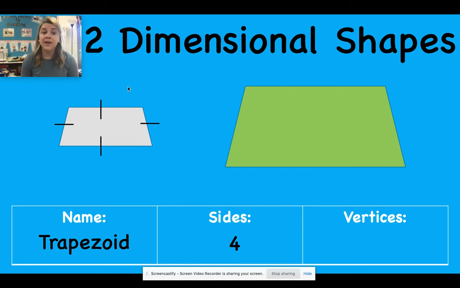Now, we said a trapezoid has 4 sides. I want you to count how many vertices a trapezoid has. Ready? 1, 2, 3, 4. Very good. So that trapezoid is going to have 4 vertices as well. Now, we've already seen 3 shapes that have 4 sides, but they all look different. Let's look at our next shape and see what we notice.